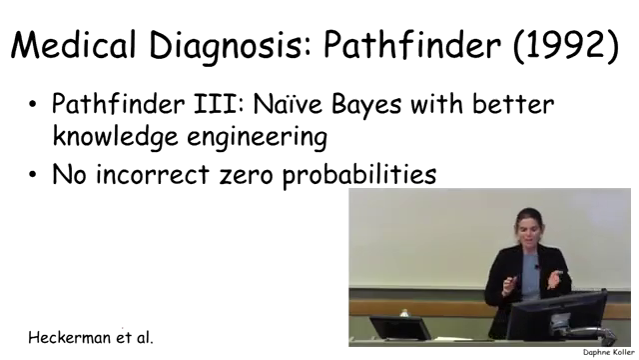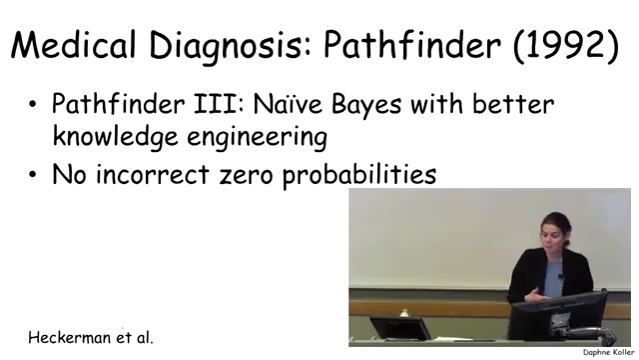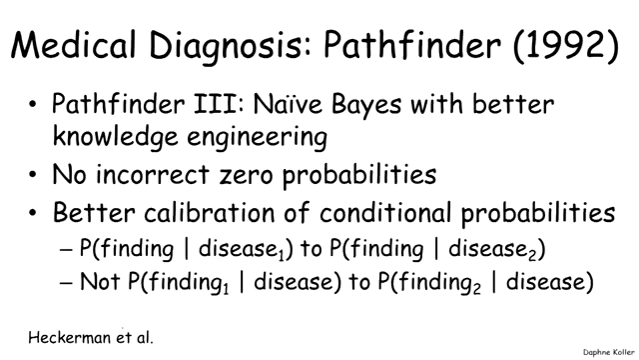And so here in the initial Pathfinder 2, they put in some incorrect zero probabilities for things that were very unlikely but not impossible. And it turns out that that gave rise to about 10% of incorrect diagnoses of the system. They also did better calibration of conditional probabilities, which turns out to be important for knowledge engineering of a Bayesian network.